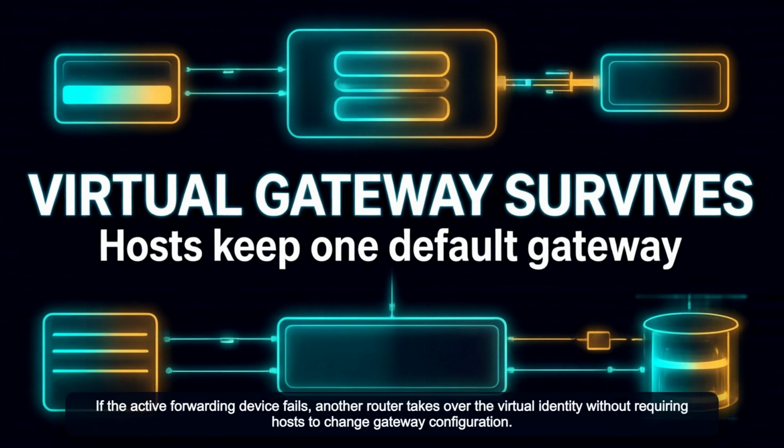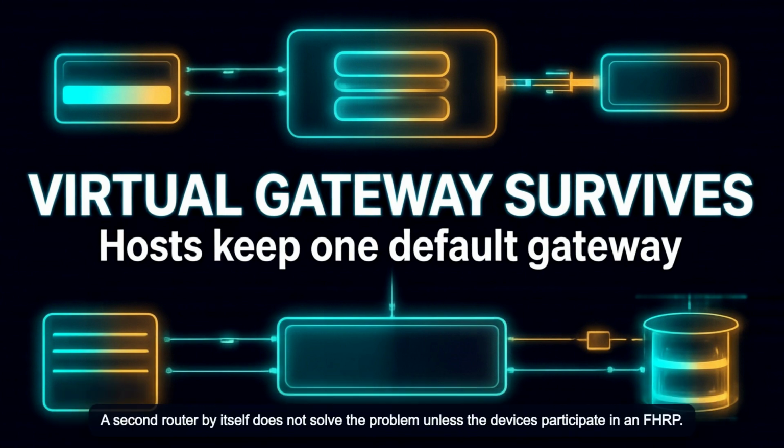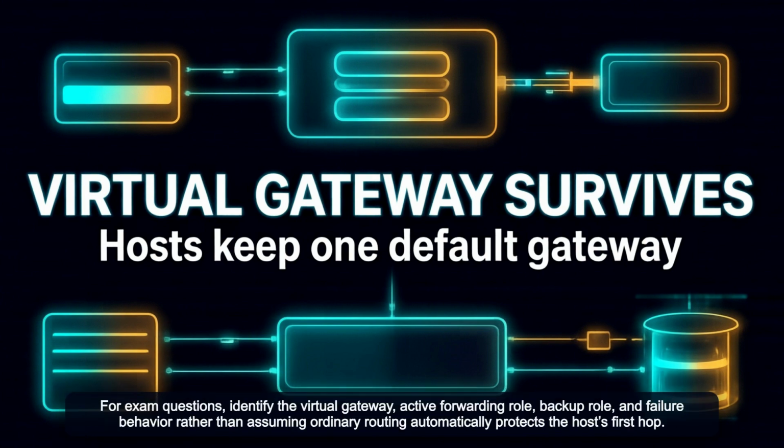If the active forwarding device fails, another router takes over the virtual identity without requiring hosts to change gateway configuration. A second router by itself does not solve the problem unless the devices participate in an FHRP. For exam questions, identify the virtual gateway, active forwarding role, backup role, and failure behavior rather than assuming ordinary routing automatically protects the host's first hop.